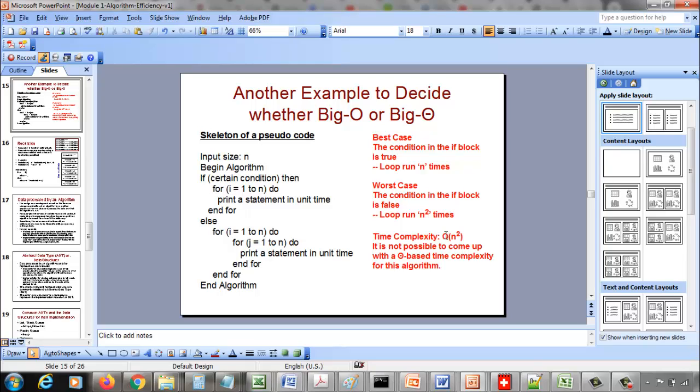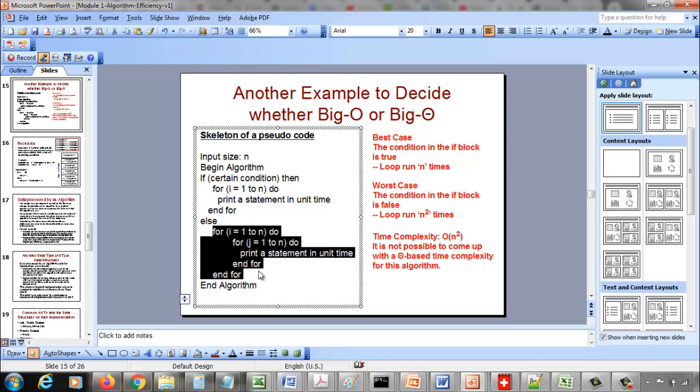Now another example to reinforce this big O and theta and how to use it combined with best case and worst case. If you look at the pseudocode here, you're given an input n, and then for some condition, if it is true, then you go inside the if block and run a for loop from i equals 1 to n and print a statement. If that condition is not true, you go to the else block, and what we have here is a nested for loop for i equals 1 to n, and then for each value of i, you run a j loop from 1 to n and print a statement.